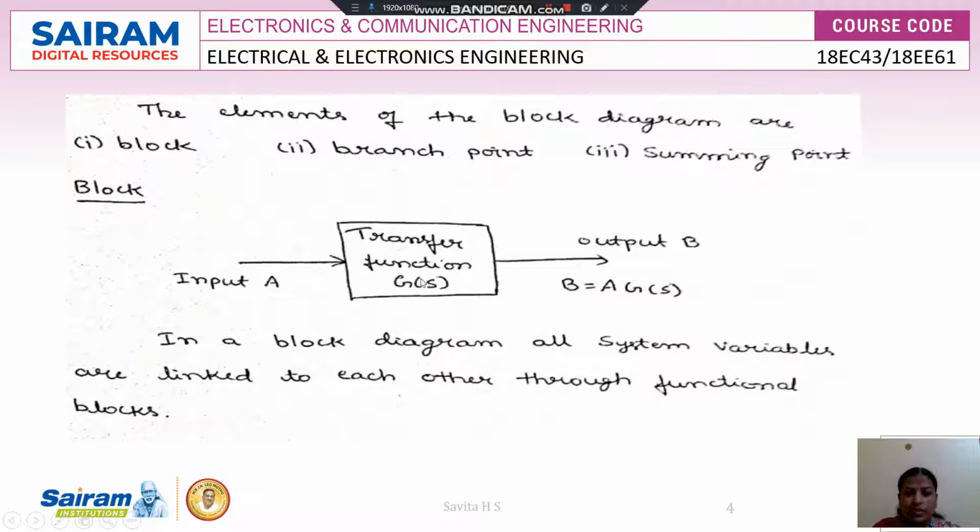This is a transfer function G(s), for which the input is A and the output is B. If I want to see the output, output B is equal to A into G(s). That means the transfer function G(s) is equal to B by A, that is, output by input. In a block diagram, all the system variables are linked to each other through functional blocks.